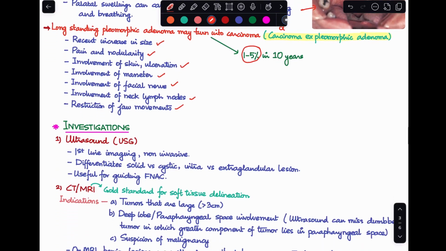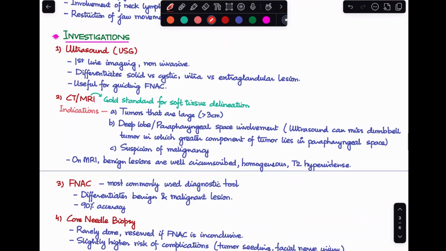Next, let's talk about how we will investigate the case. This is the same as any other benign salivary gland tumor, where our first line of imaging would be an ultrasound of the swelling, and this will help us in differentiating whether it's solid or cystic, whether it is intraglandular or extraglandular, and ultrasound will also help in guiding FNAC. The accuracy of FNAC increases with ultrasound.